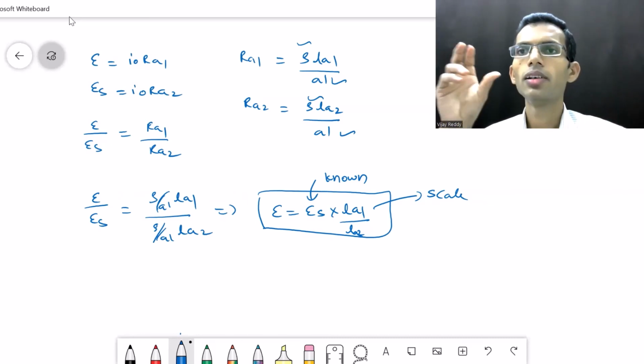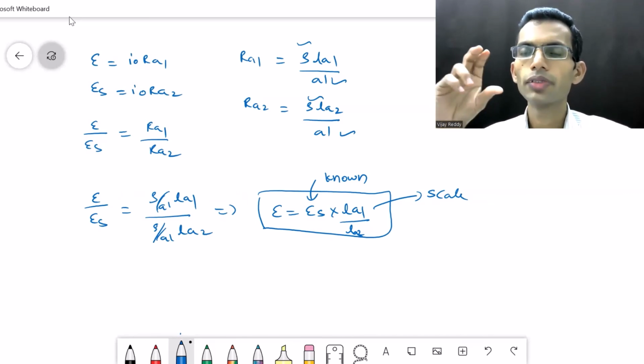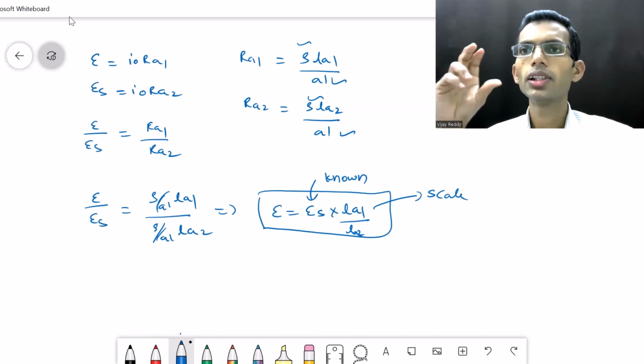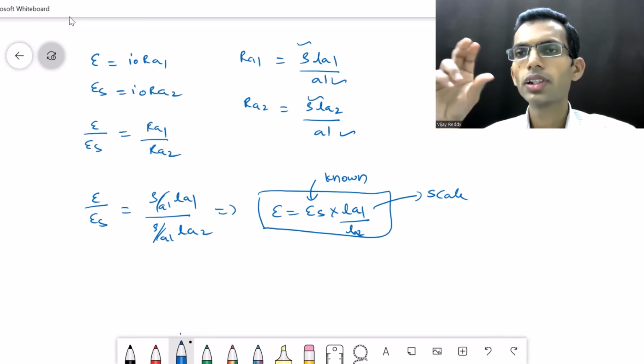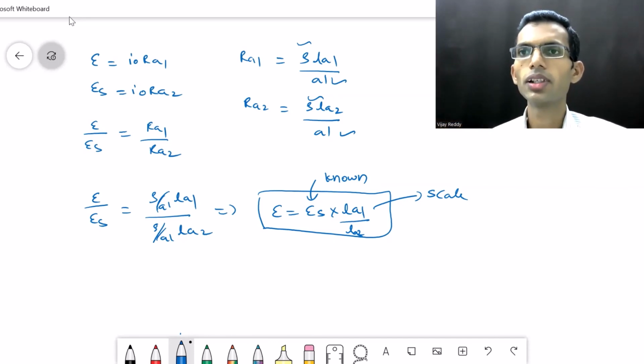Okay, today we have learnt how to measure the EMF of a cell using a potentiometer. The working principle is that when the galvanometer shows zero deflection, the EMF becomes equal to the potential difference between the junction and the moving contact position. Okay, thank you.